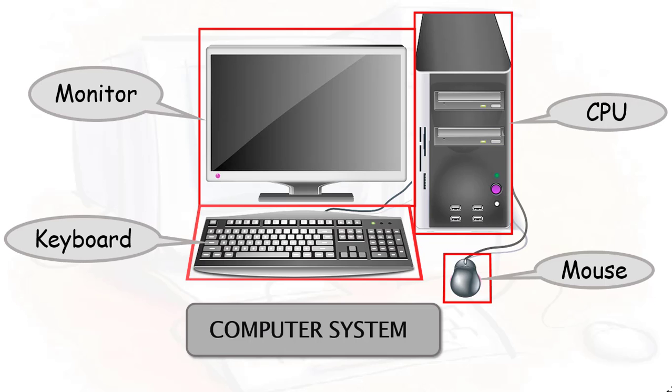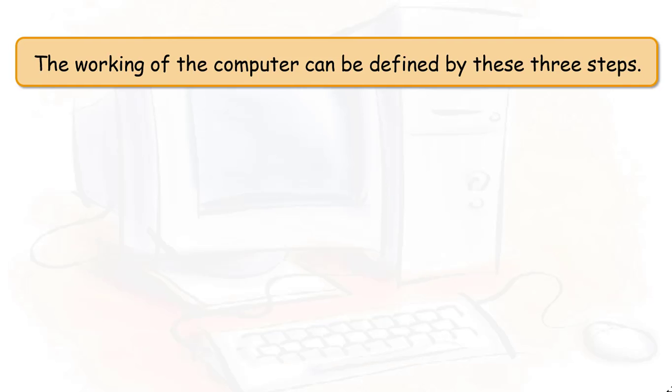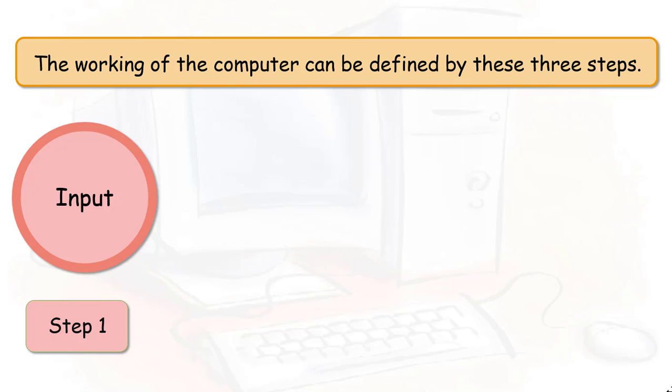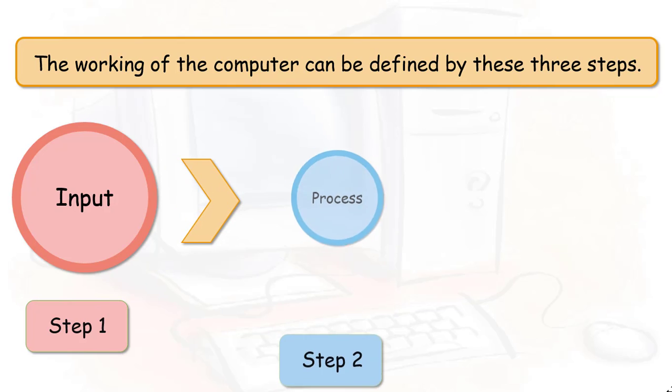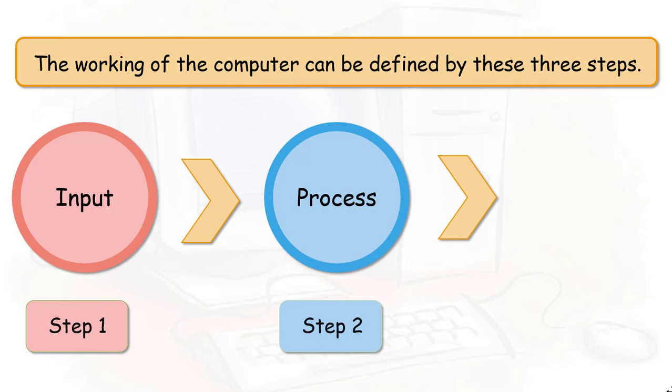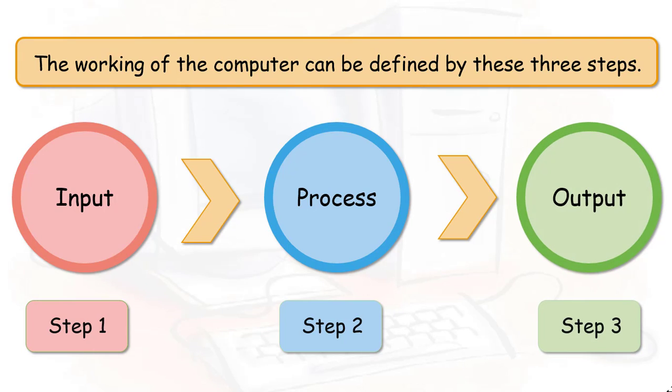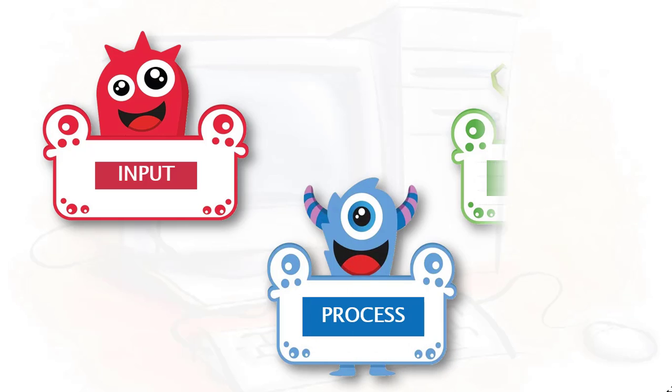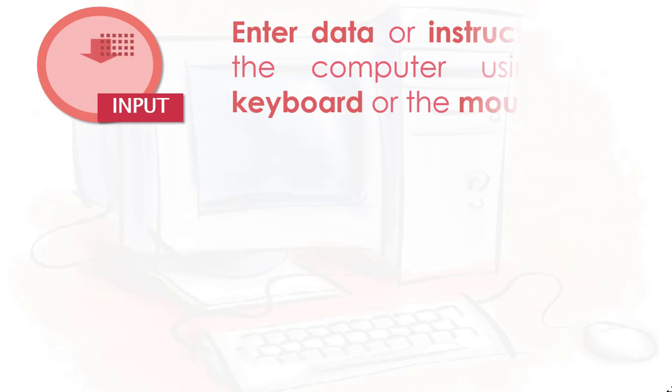Okay, let's see the working of this computer system. The working of the computer can be defined by these three steps. Step number 1 is input. Step number 2 is process. And step number 3 is output. Let's see the input, process and output in detail. The first one is input: data or instructions entered by using the keyboard or mouse.